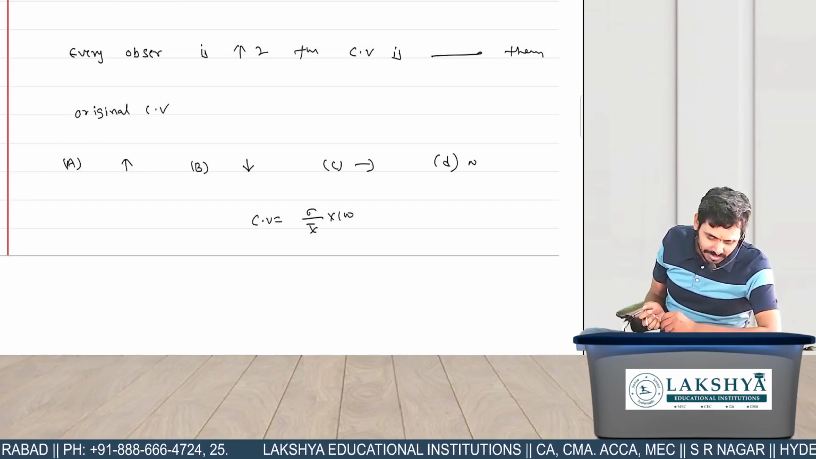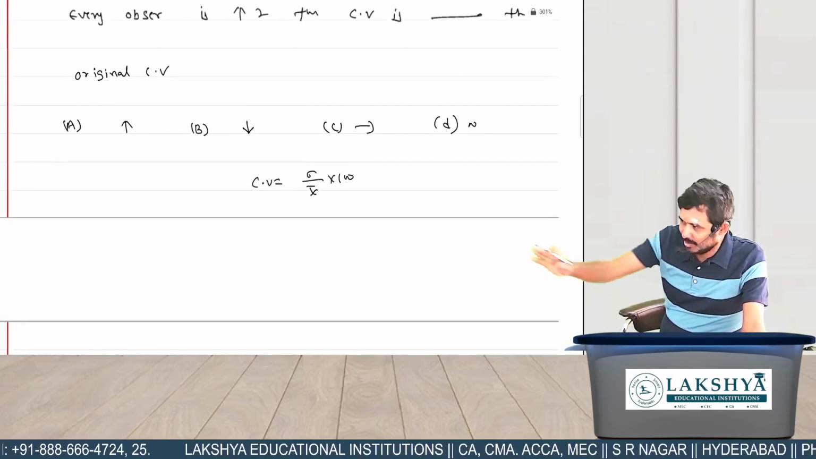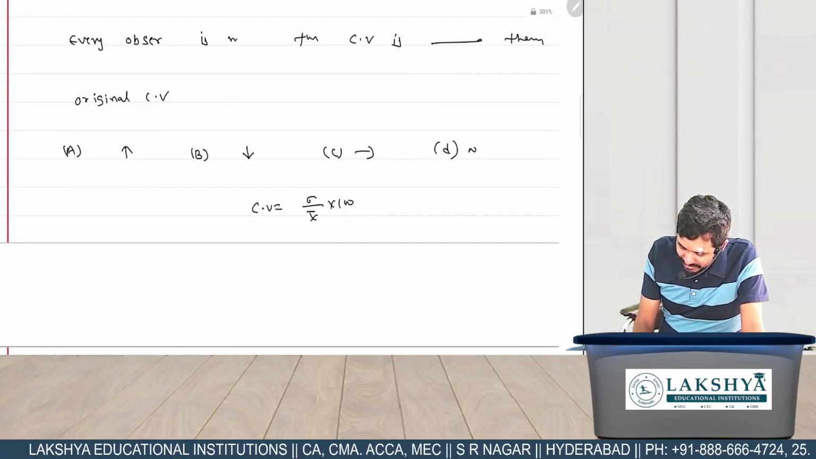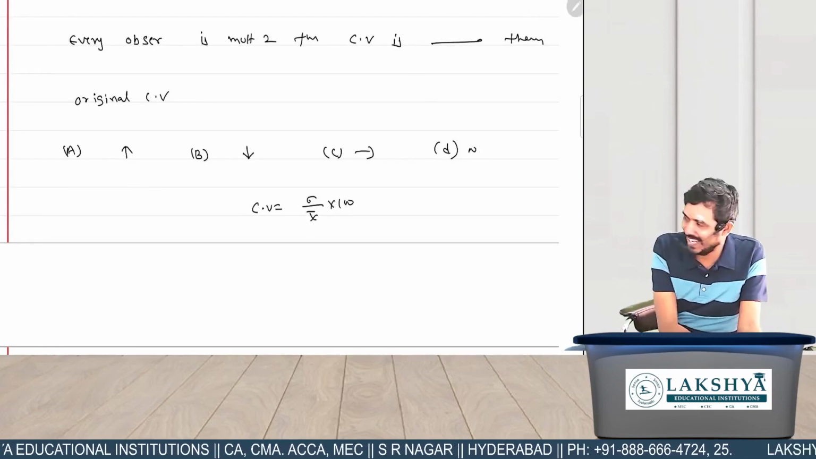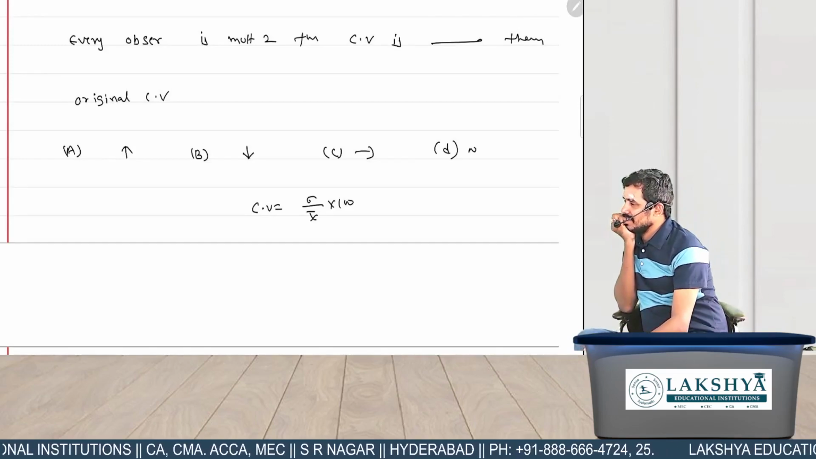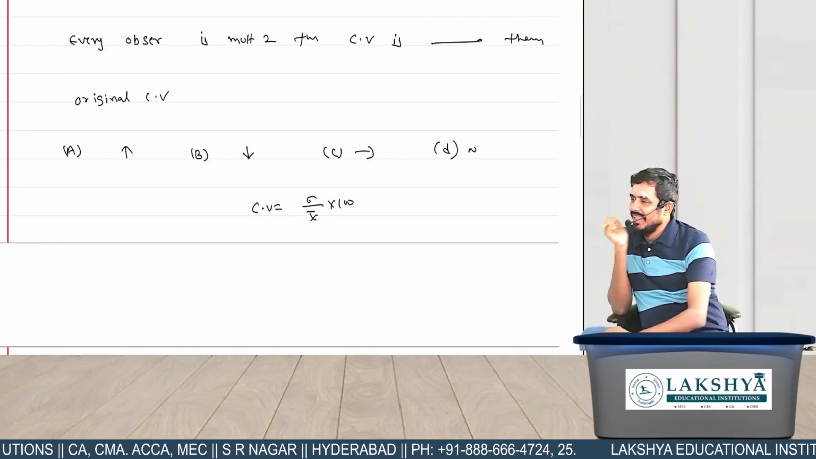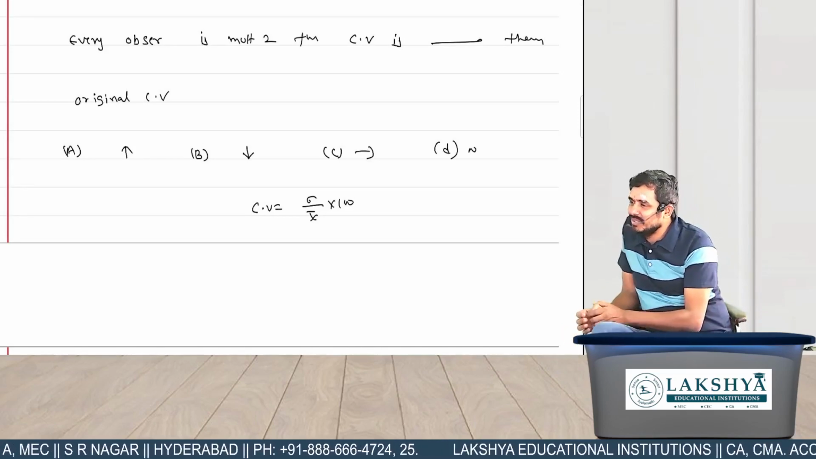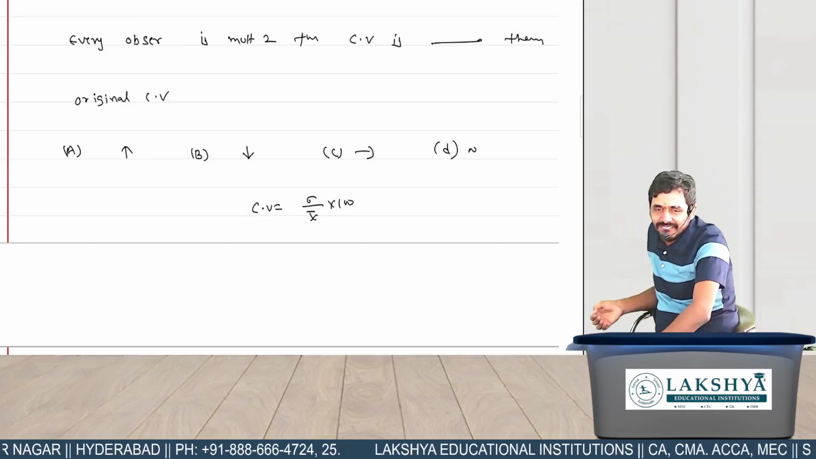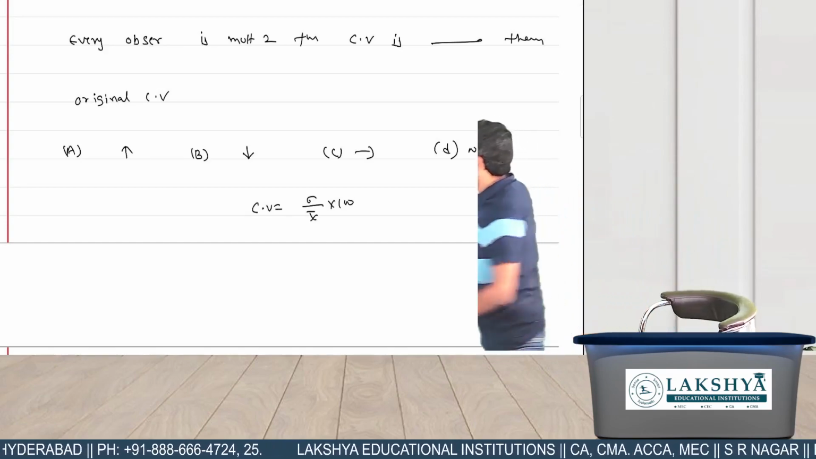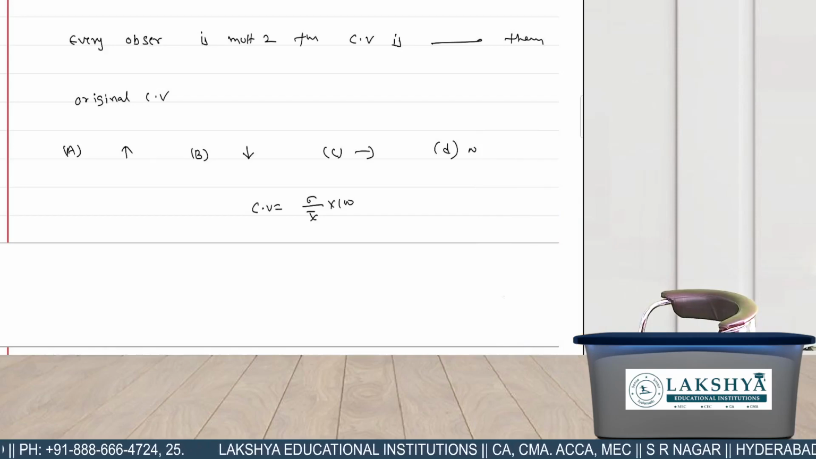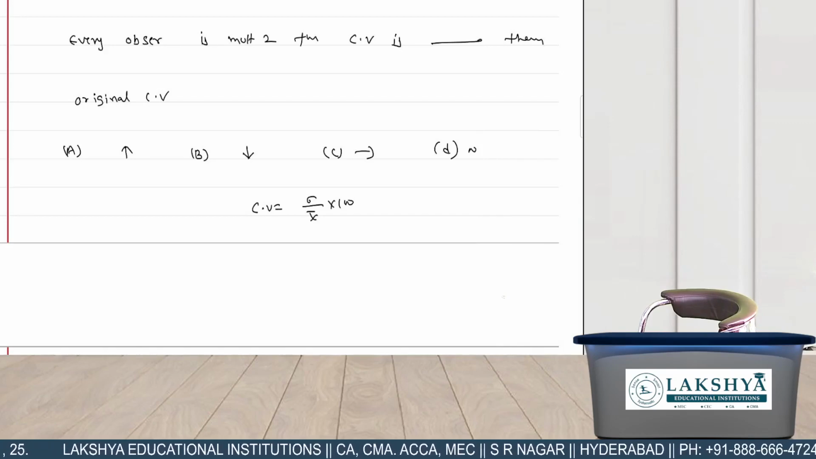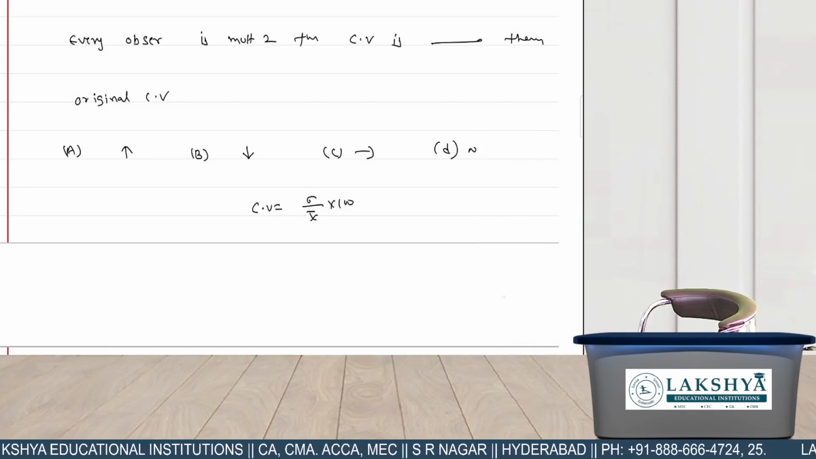ఓకే, నెక్స్ట్ ఇంకోటి చూడండి. Every observation is multiplied by 2, then CV is dash than original CV. Unchanged, because every observation is multiplied by 2 means standard deviation also changes by 2, arithmetic mean also changes by 2. 2 in the numerator and denominator gets cancelled, then CV is unchanged.